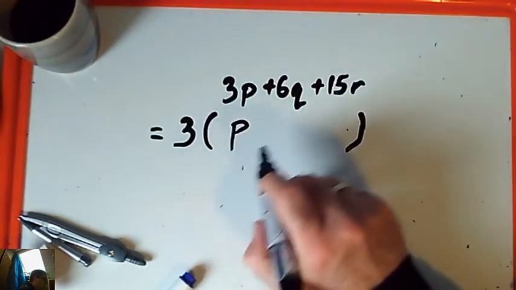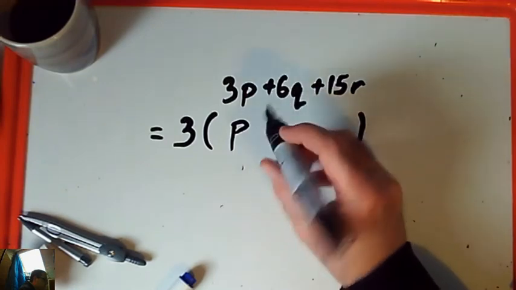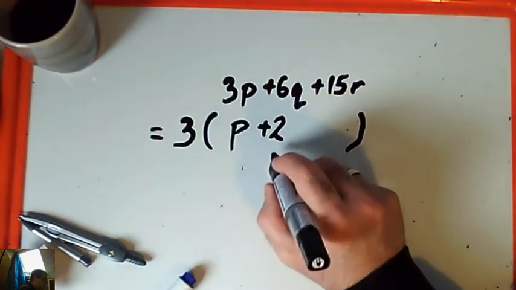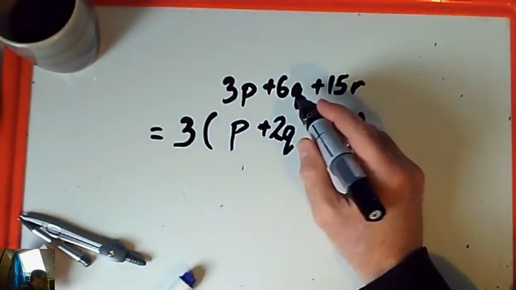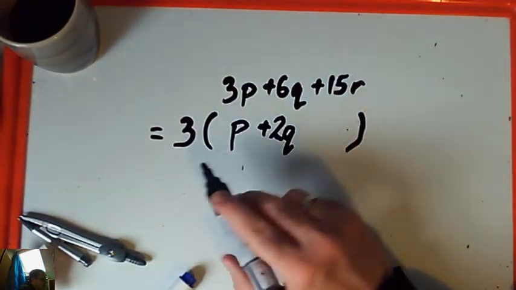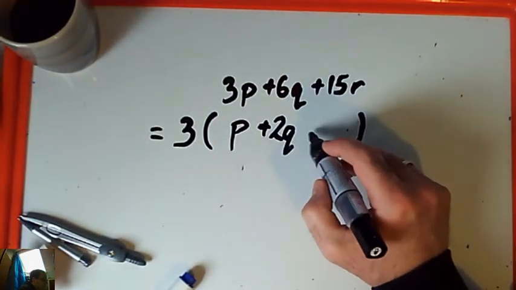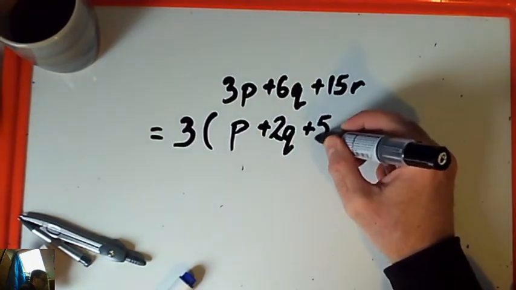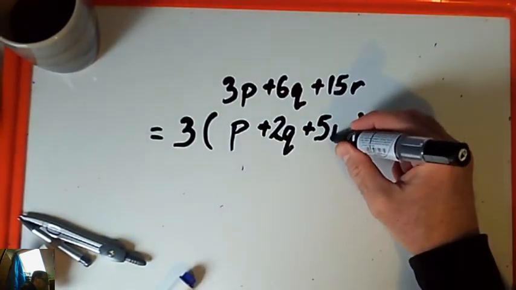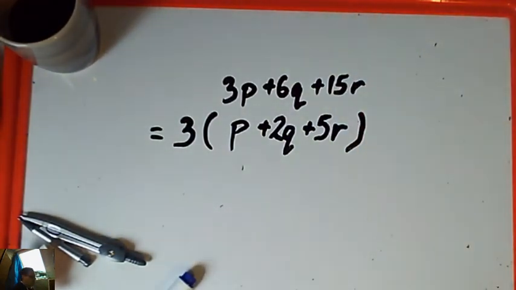3 times what will give me the 6q. Well, 3 times 2 will give me the 6. So 3 times 2q will give me the 6q. And then finally I'm asking 3 times what inside the brackets will give me the 15r. Well, 3 times 5 will give me the 15. So 3 times 5r will give me the 15r. So the factorization is 3 brackets, which I'm just typing into iMaths as I speak, p plus 2q plus 5r.